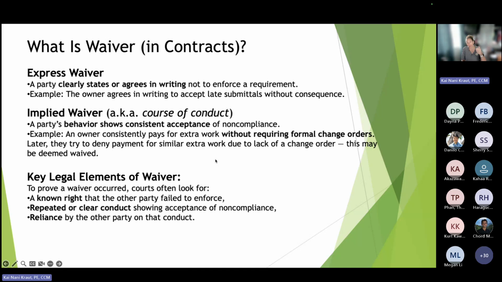So consistency on your project, consistency through your district, and consistency through the state. To prove a waiver occurred, courts often look at: is it a known right that the other party failed to enforce? Have they done it repeatedly, with clear conduct showing acceptance of noncompliance? And are they relying on the other party? So does the contractor rely on our course of conduct? Does the contractor rely on the fact that we are not enforcing the contract?